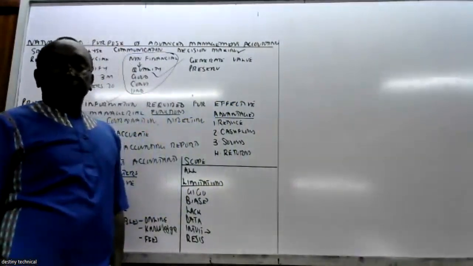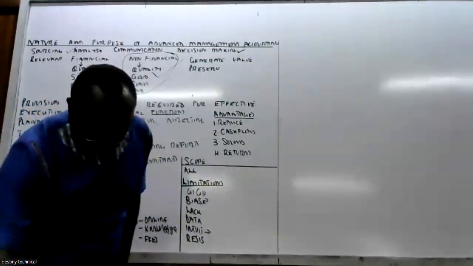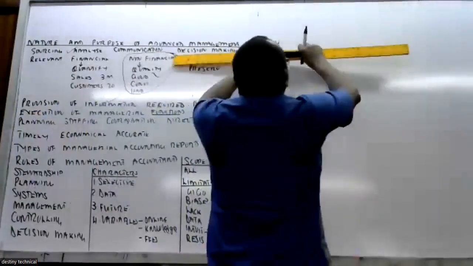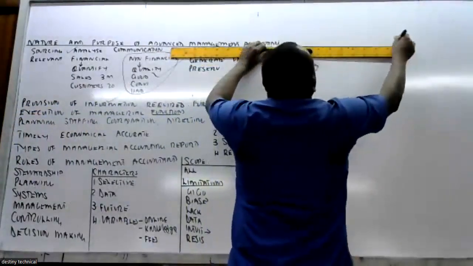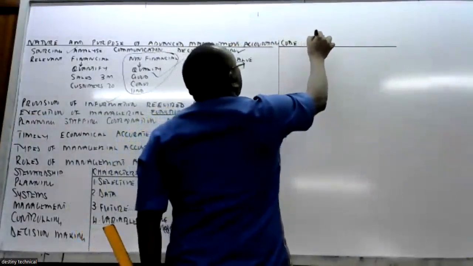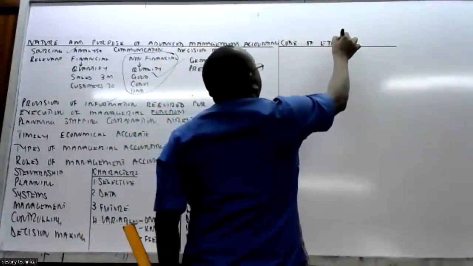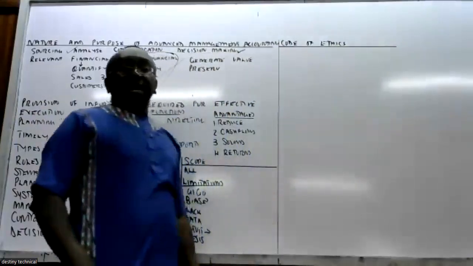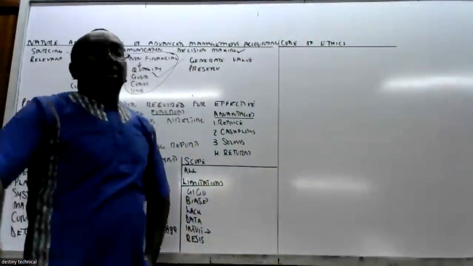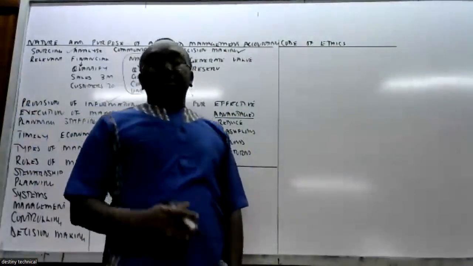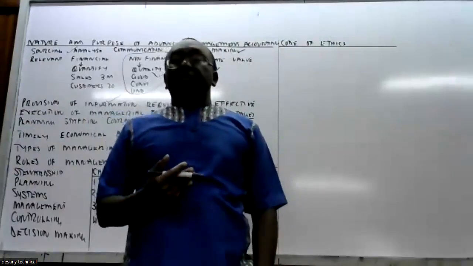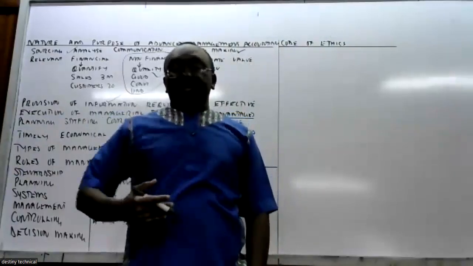Yes, we're okay. Okay. So let's now go to the issue of the code of ethics. The code of ethics of management accountants. Now, when we talk about the code of ethics, we are simply talking of what is expected of you in terms of your behavior, in terms of your conduct.